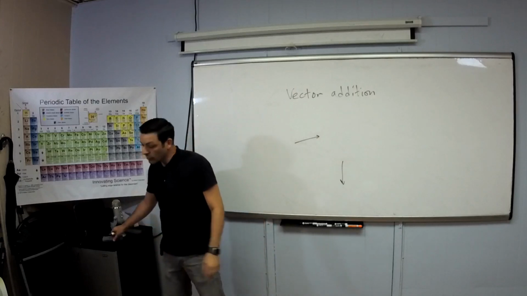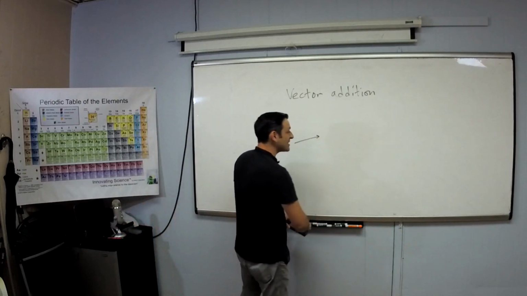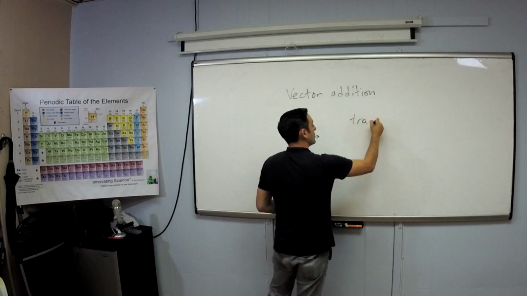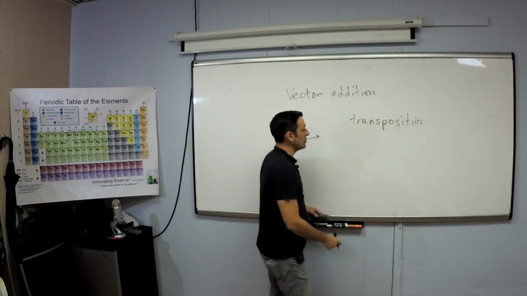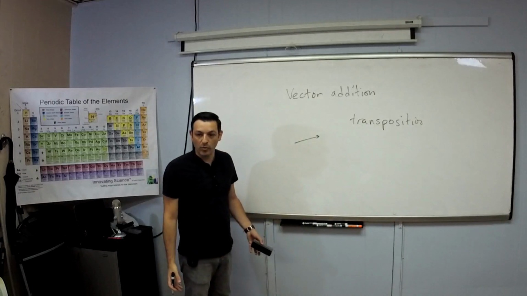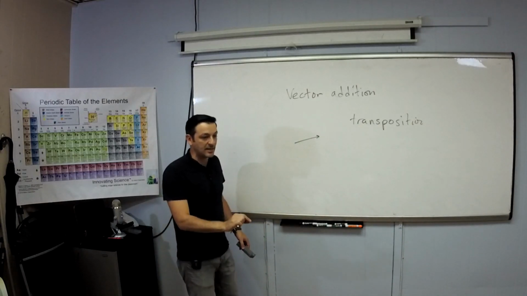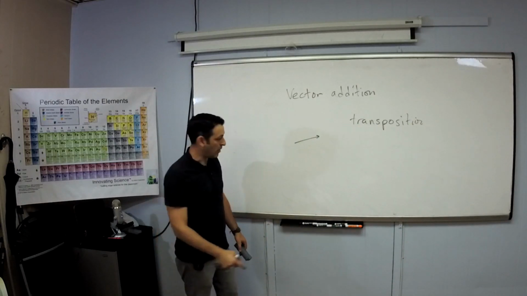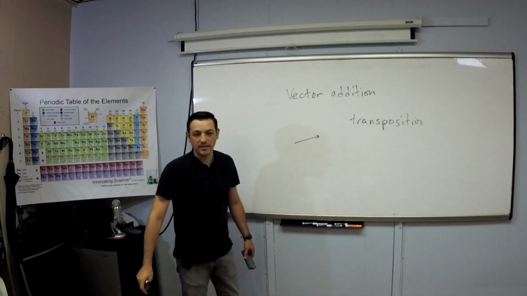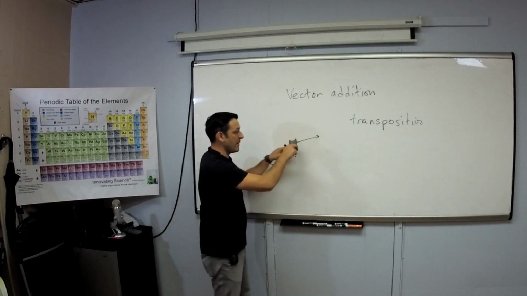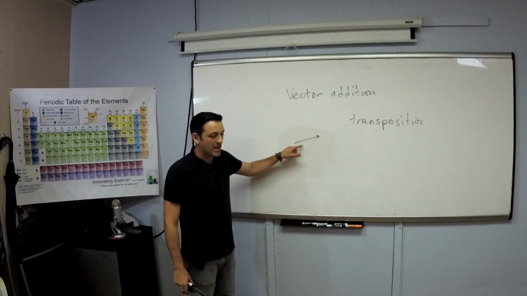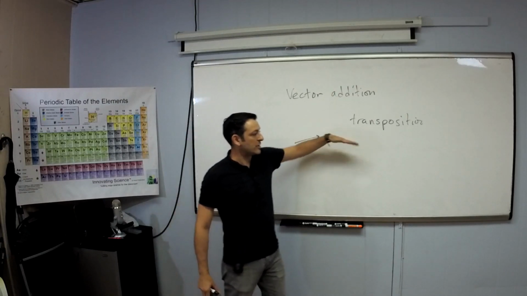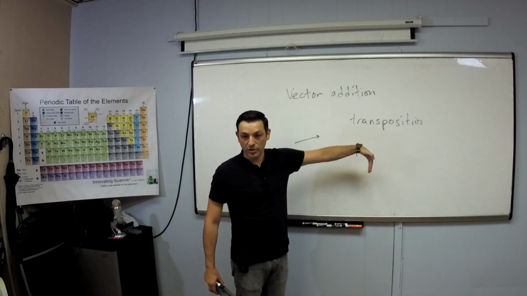What are you allowed to do with a vector? You could transpose it. Transposition. What you can do is move it anywhere on the board you want, as long as you don't change the identity of the vector. What would change the identity of this vector? If I make it longer or shorter, that would be a different magnitude. If I turn it to some other angle, that would change its direction.